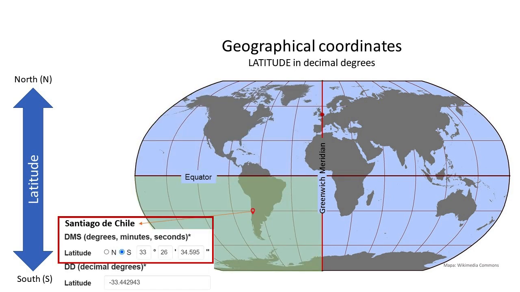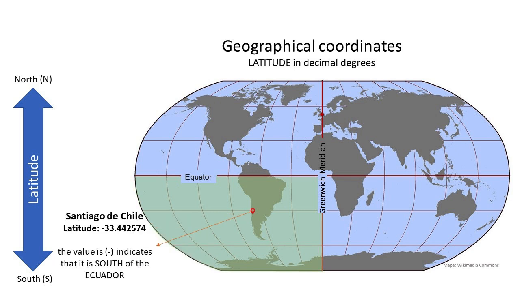Here, we see the same case for the city of Santiago de Chile. In degrees, minutes, and seconds, it is also indicated that it is south of the equator. In the case of decimal degrees, the minus sign in front indicates that it is south of the equator.